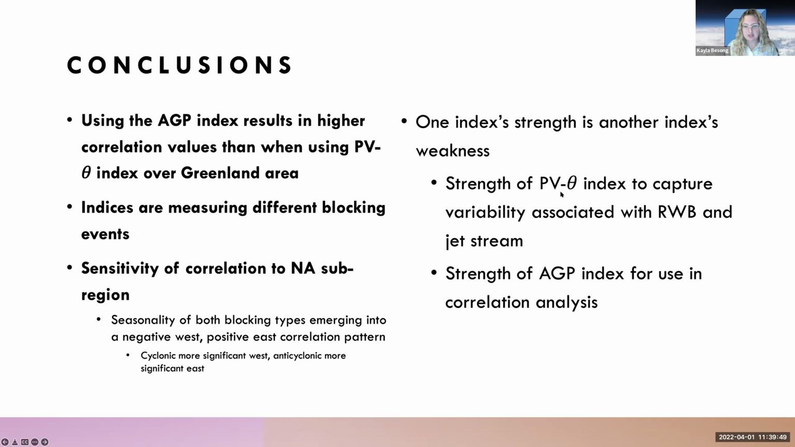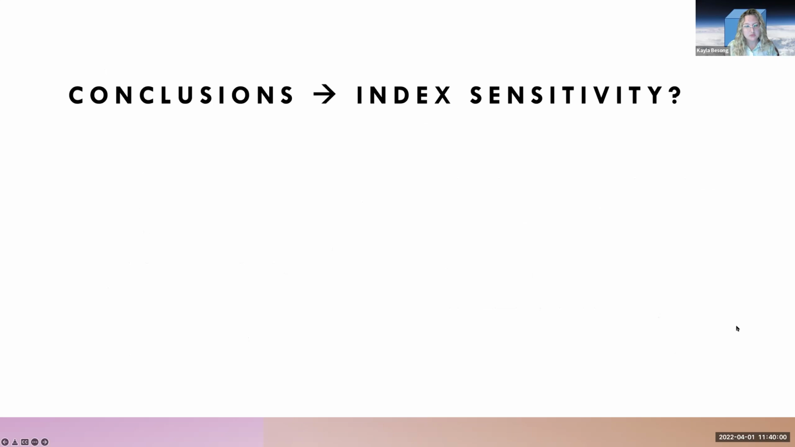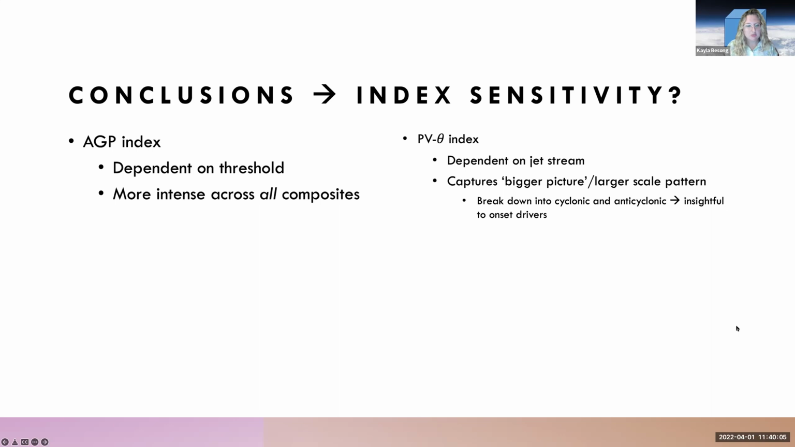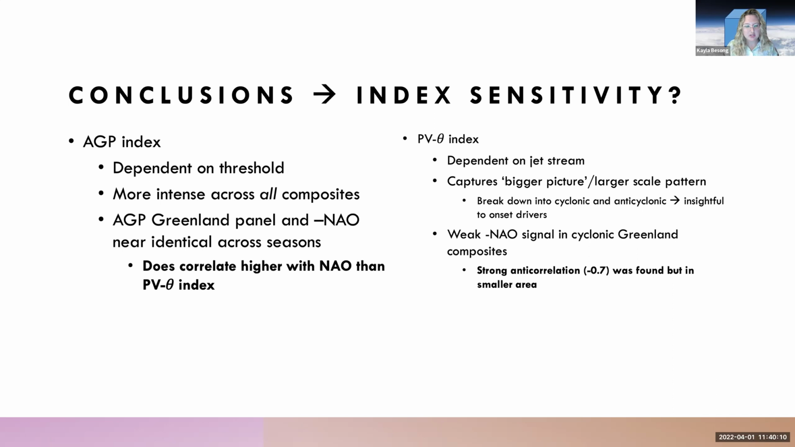The strength of the PV theta index is to capture variability associated with Rossby wave breaking in the jet stream, compared to the strength of the AGP index for use in correlation analysis. So based on this, again, we have our dependence on threshold and jet stream, more intense. We have the breakdown into cyclonic and anticyclonic. These are all things we've seen before, except here we did find that the AGP index does correlate higher with the NAO than the PV theta index, where even though we did finally find a strong anti-correlation, it was in a very small region.